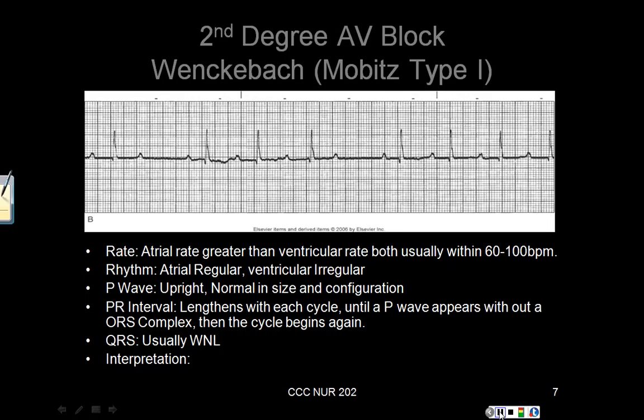When we look at our P waves, they are typically upright, normal in size and configuration. We look at our PR interval. This is what distinguishes this rhythm. Our PR interval lengthens with each cycle until a P wave appears without a QRS complex. Then the cycle begins again.